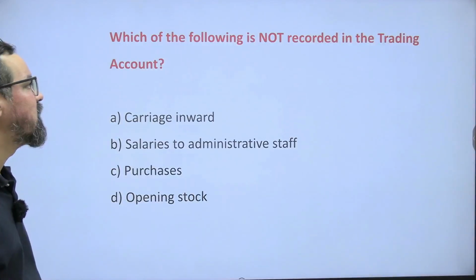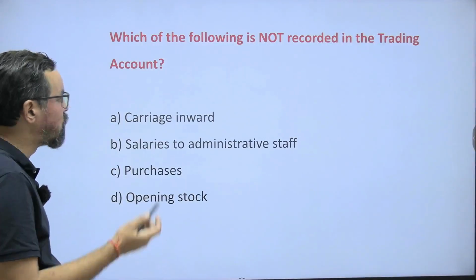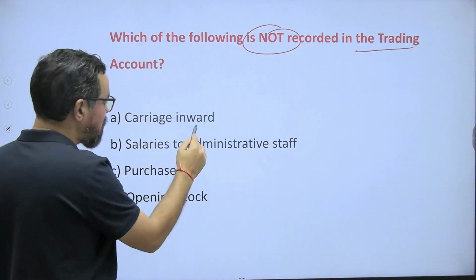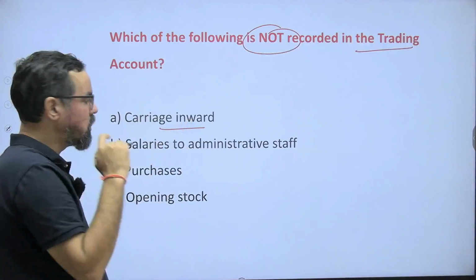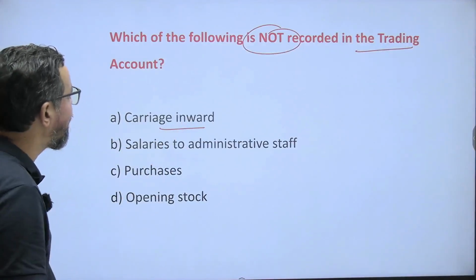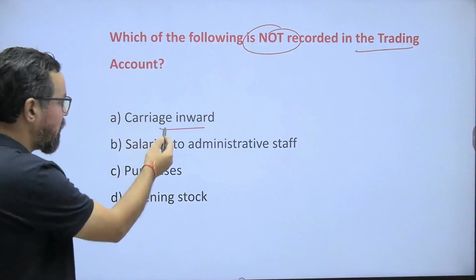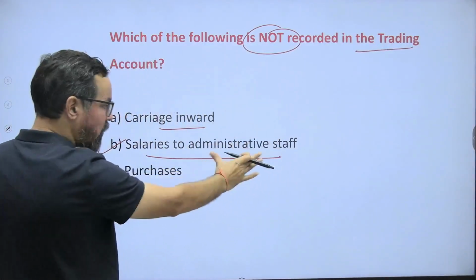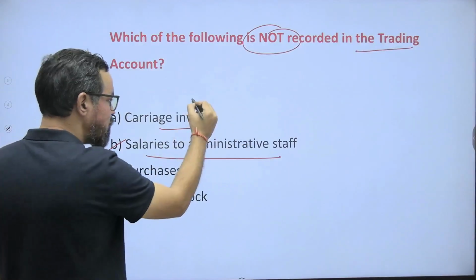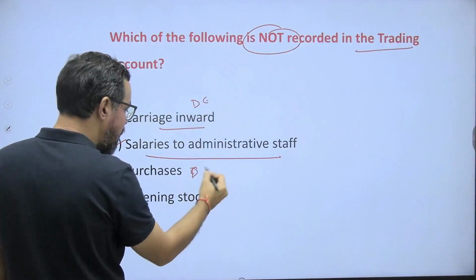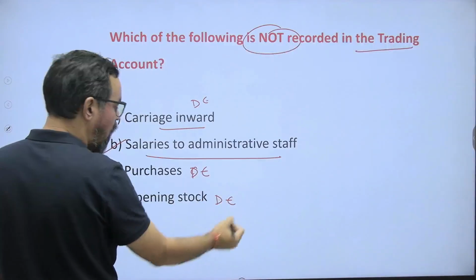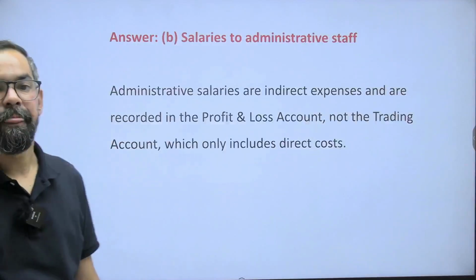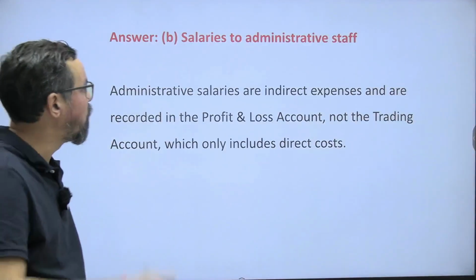Which of the following is not recorded in the trading account? The trading account deals with direct expenses. Carriage inward is recorded; if it is outward, no. It is not recorded in the trading account. So inward is part of the trading account. Salary of administrative staff is part of the profit and loss account. It is an indirect expense. This is a direct expense, this is also a direct expense, and this is also a direct expense. So these all come under the trading account. Salaries of administrative staff come under indirect expenses, so that will be adjusted in the profit and loss account.